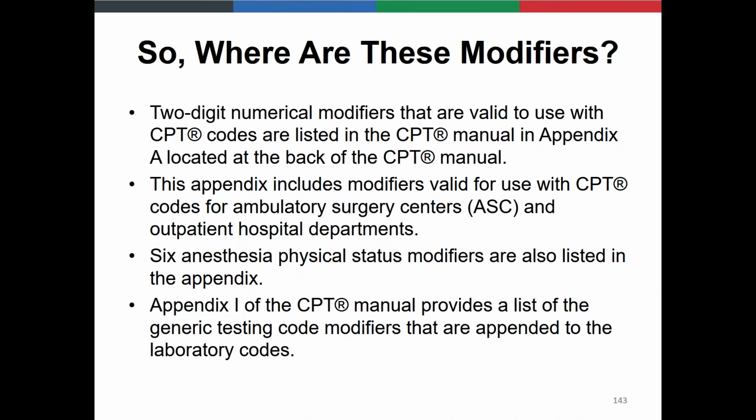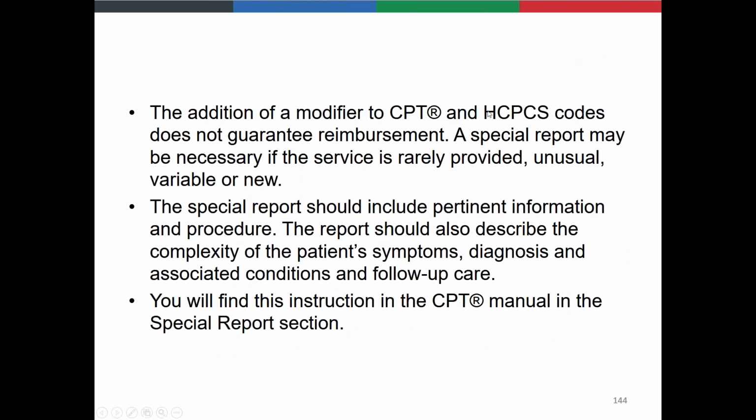So just know that the modifiers are here, and the addition of a modifier to a CPT or a HCPC code doesn't guarantee reimbursement. And by the way, just so we go back a little ways, remember that the HCPC code is different than the CPT code. The CPT code represents procedures and services. HCPC codes generally represent supplies, okay, and it's a completely different code book. All right, but just using a modifier doesn't guarantee reimbursement. A special report may be necessary, or if it's an unusual service, even with a modifier, the insurance carrier still might request additional information, okay?